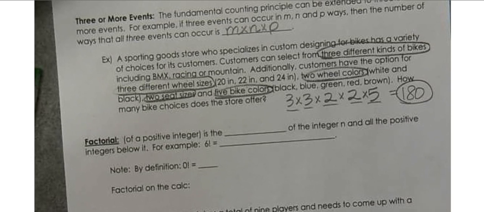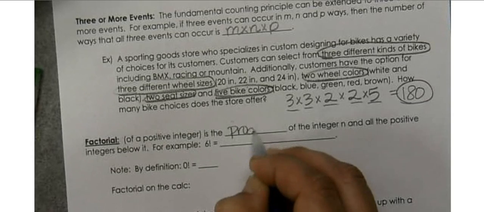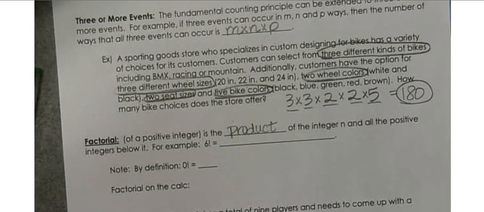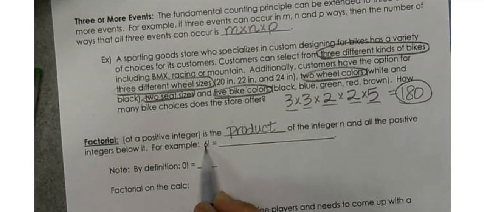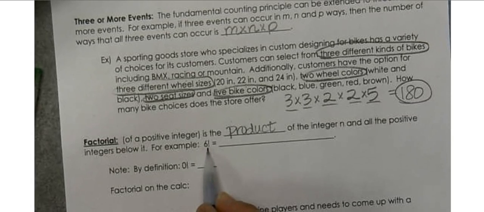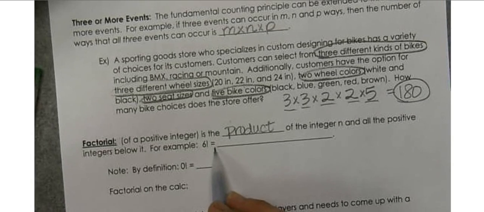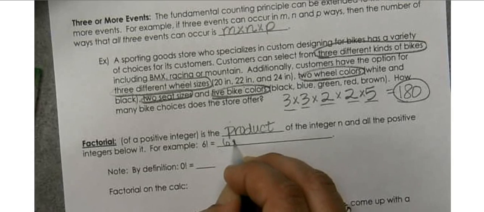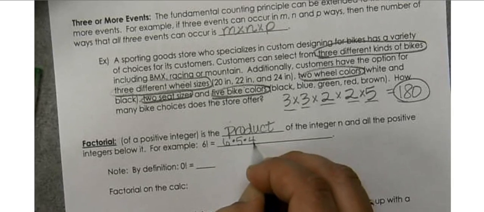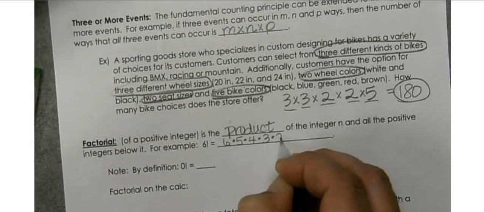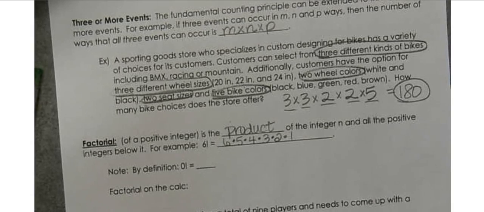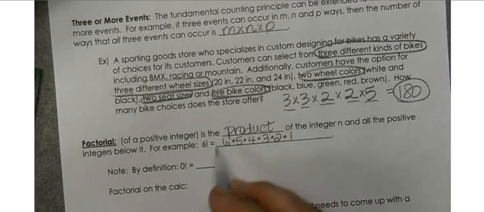And sometimes that will bring us to something called the factorial. The factorial of a positive integer is the product of the integer n and all the positive integers below it. So 6 factorial, for example, and that's how that's read, not 6 exclamation point, means 6 times 5 times 4 times 3 times 2 times 1. And that's it. By definition, 0 factorial gives us 1.